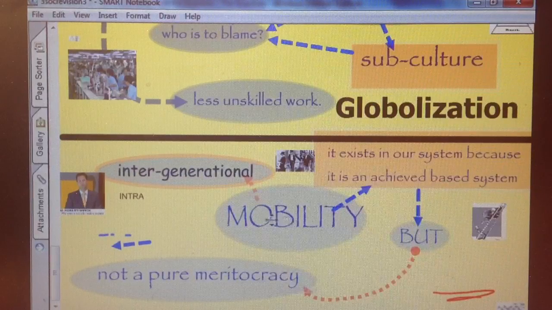Okay, mobility, meaning social mobility, moving within the class pyramid. It exists in our system because it is an achievement-based system, which is called, as I hope you know now, a meritocracy. But it is not a pure meritocracy. It's meant to be, but it doesn't work out that way. The children of the middle class often end up staying middle class. The children of the working class end up staying working class. That really shouldn't be the case if our meritocracy was working. We do have, though, when mobility occurs, it's usually intergenerational, meaning you are born working class, your family are working class, and through education you become middle class. It's between generations.